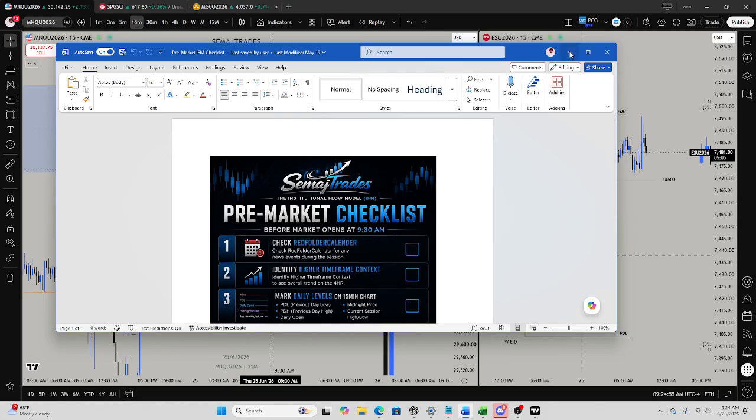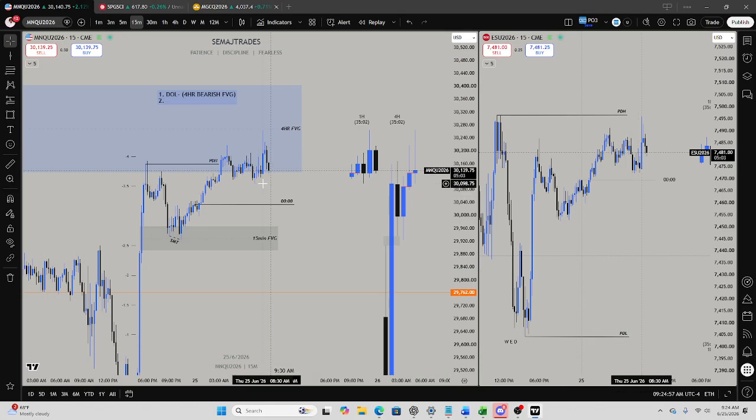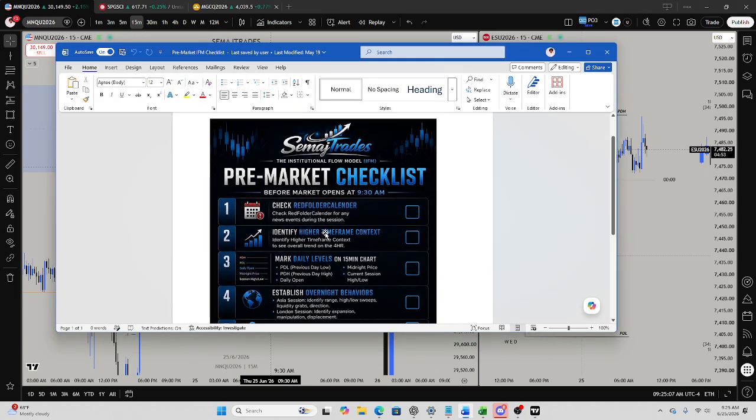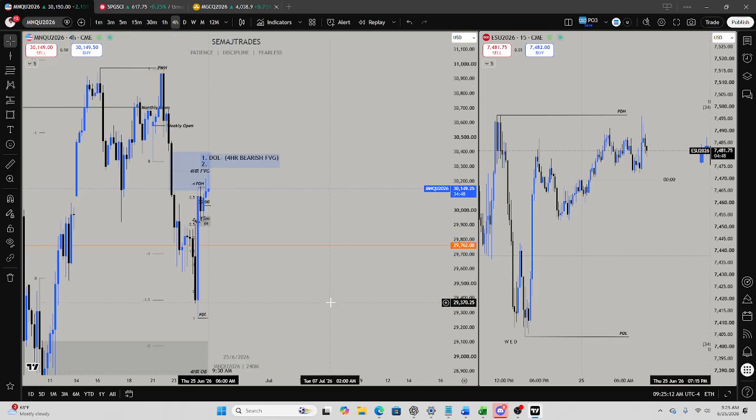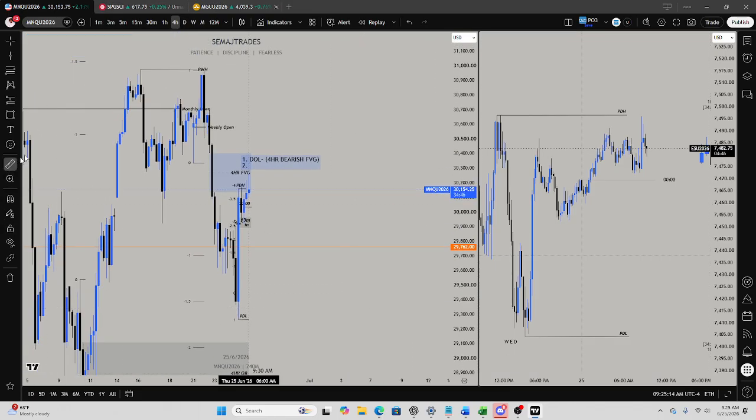Nothing too crazy. All right, as you can see, that 8:30 candle kind of just wicked up. It was a bullish candle, rejecting off this 4 hour fair value gap, which is currently our draw on liquidity. Okay, identifying our higher time frame context, which is the 4 hour. That current trend again is bearish.